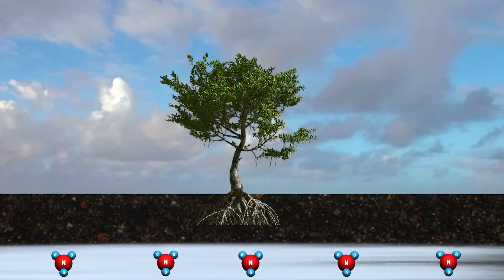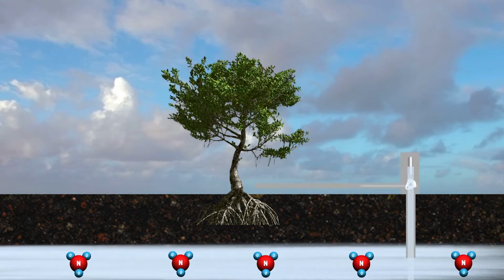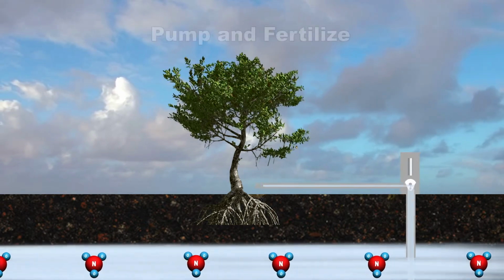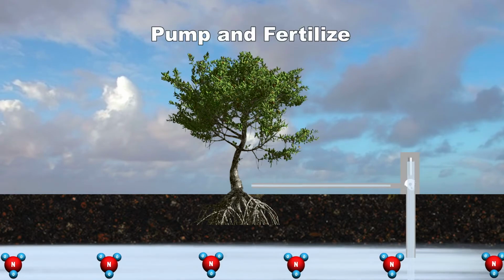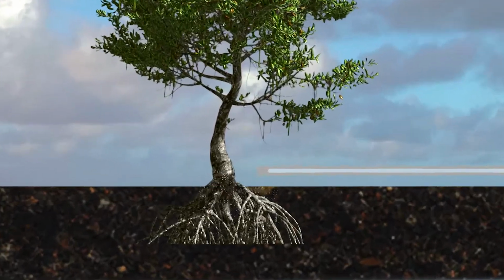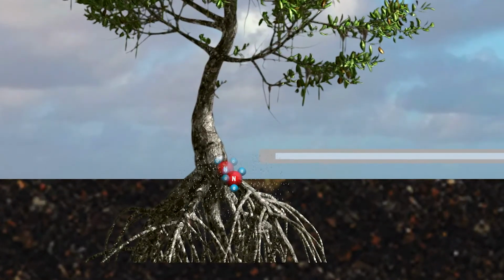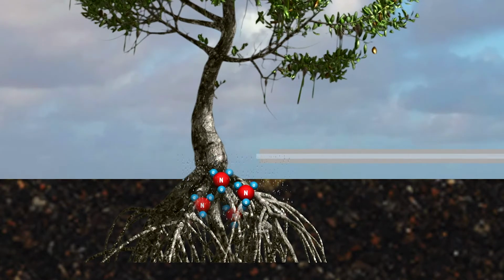Before we go on, let's talk a minute about nitrate in irrigation well water, or as it's being called, pump and fertilize. Years of research has shown that this nitrate is available for plants to absorb and use just like any other source of nitrogen.